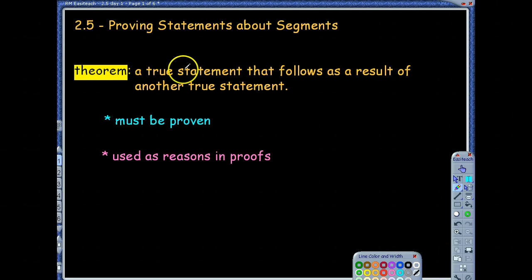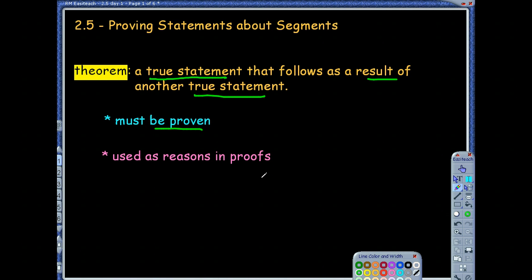What a theorem is, it's a true statement. We know it's factual. It's something we can work with. And it comes from a result of another true statement. A lot of times theorems come from things that you have already seen happen, and we create a new rule off of it. They're very useful for proofs. We're going to use theorems a lot in our proofs, especially next section. Not as much today, but in section 2.6, you'll see that. Theorems have to be proven.